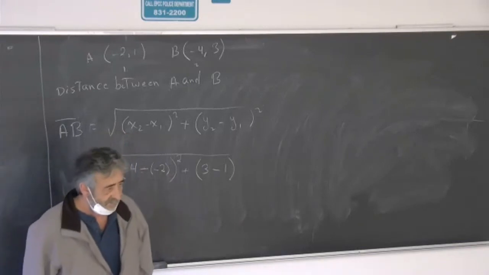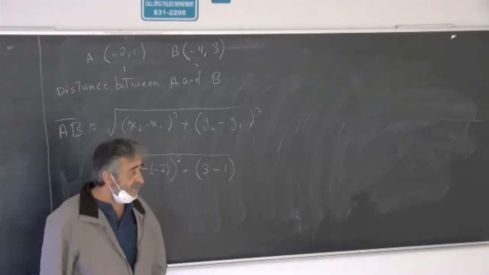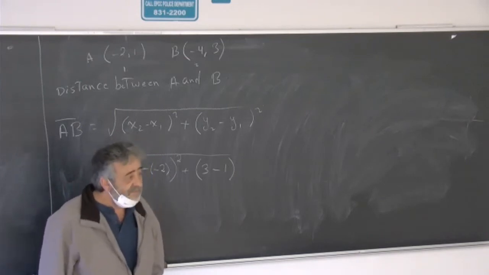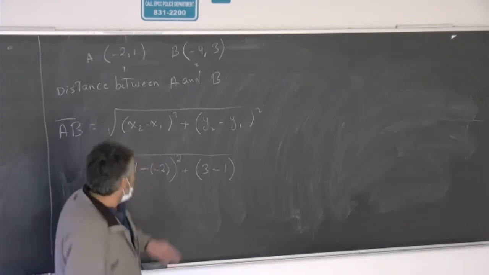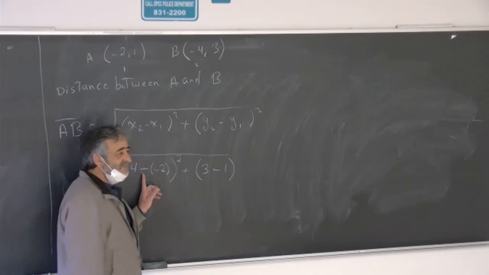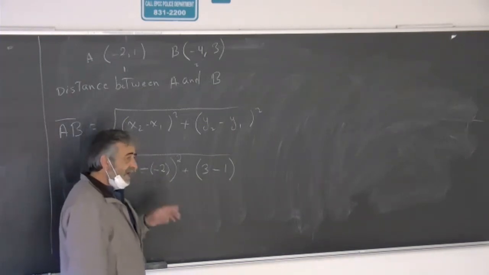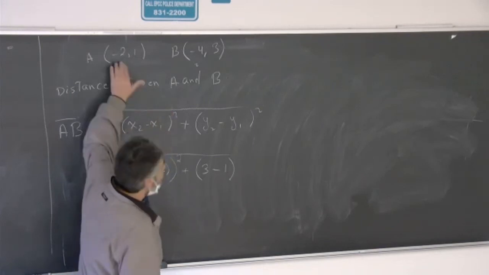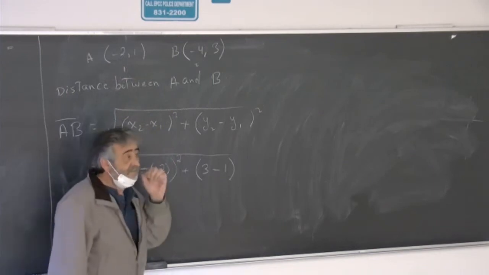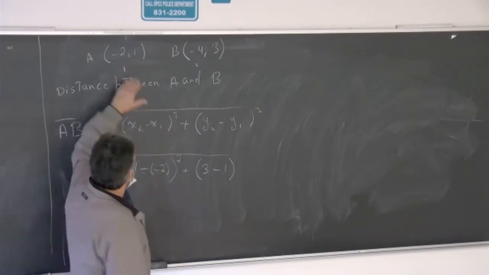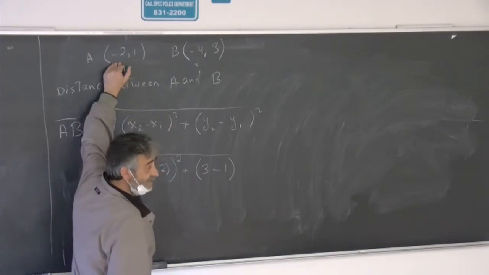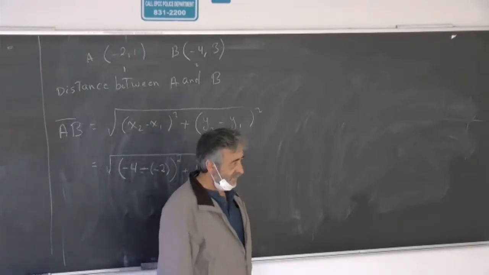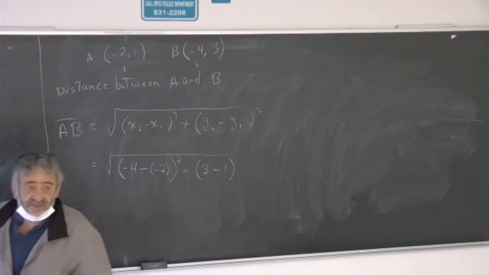It's always important, when you do a substitution, to put the number you substitute in parentheses, especially when you have a negative in front of it, because that makes it positive. Now, I'm going to replace x1 by its value. What's the value of x1? Negative 2. So it's normally better to always put what you substitute inside parentheses. Sometimes it doesn't matter. Sometimes it does, especially when you have a negative in front of it.